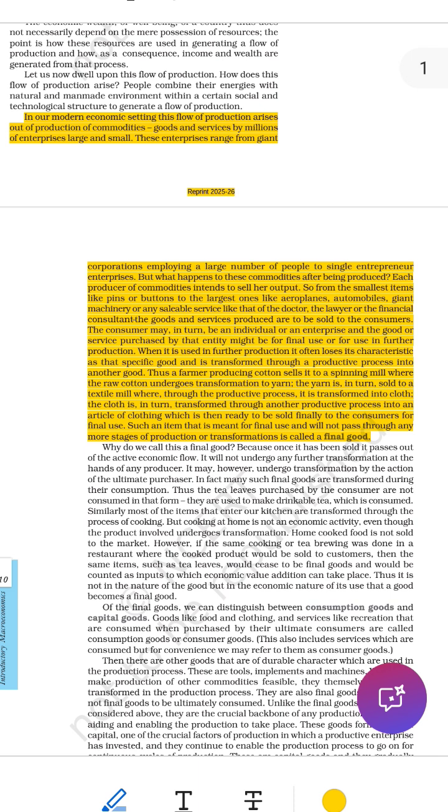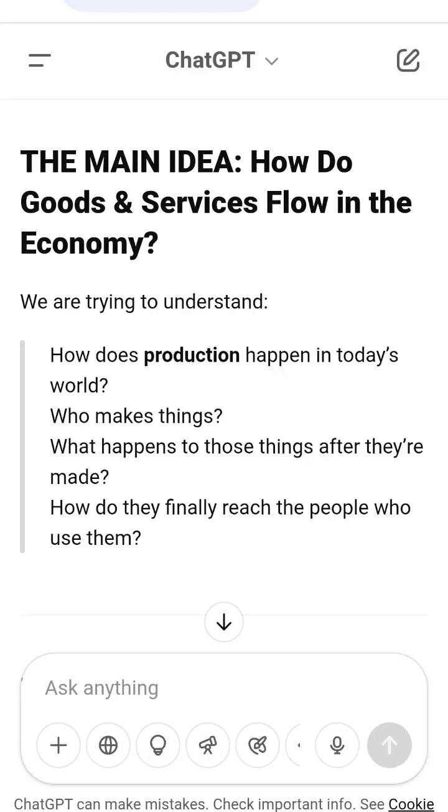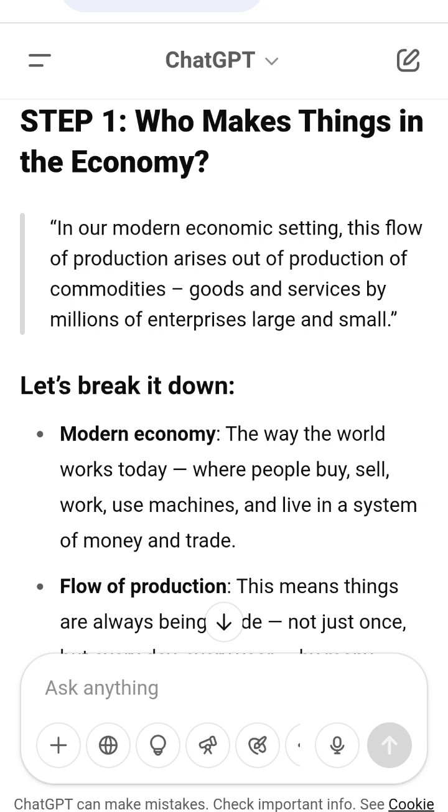Step 7. Some goods change shape in the production process. When it is used in further production, it often loses its characteristic as that specific good and is transformed into another good. What does this mean? When you use something to make something else, it changes form. The original thing is no longer there. It becomes part of a new thing.